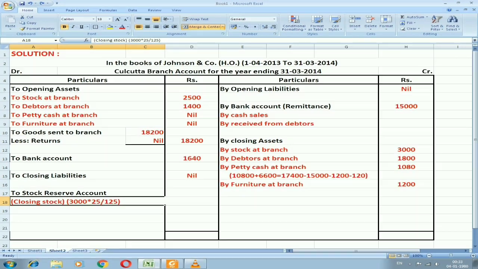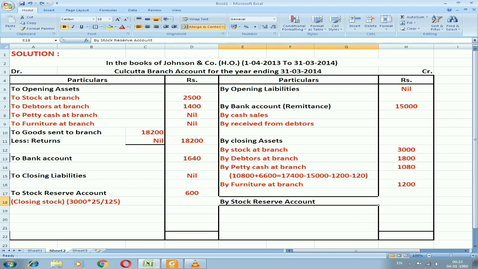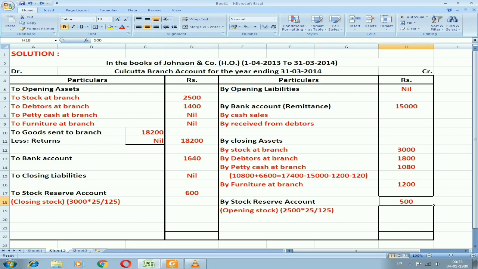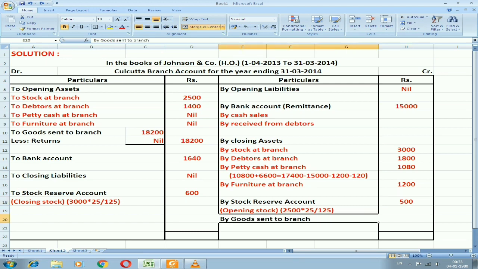So if I take that 25 divided by 125 on 3000, I'll get an amount of rupees 600, which I have recorded. So this is the one in stock reserve account I need to enter. In closing stock, 600 is added as a profit. Now on the credit side, by stock reserve account, on the opening stock is 2,500 into 25 divided by 125 is 500. So on 2,500, 500 is the profit which is added to that.